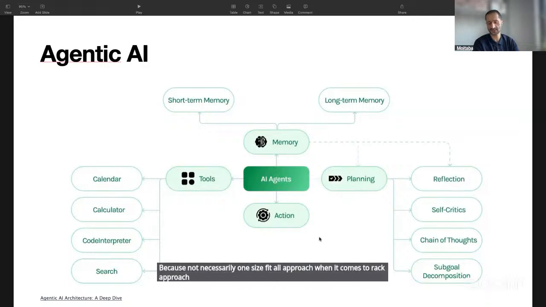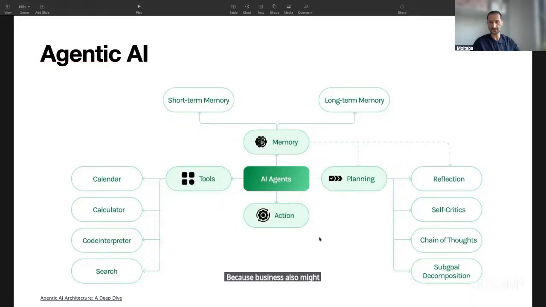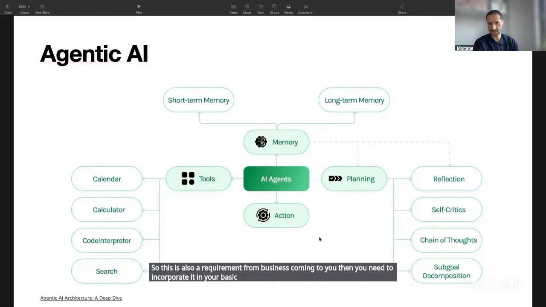It really depends on your data, defining that data set, basically I would call it ground truth, and also depends on business requirements, because business might ask for certain requirements. I want to have a very formal tone of voice. I want to have a tone of voice like a human. So this is also a requirement coming from business, and then you need to incorporate it in your system.